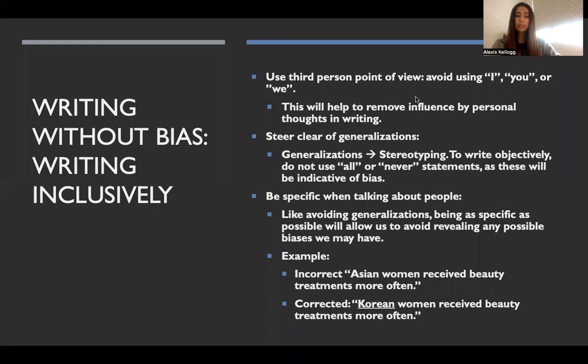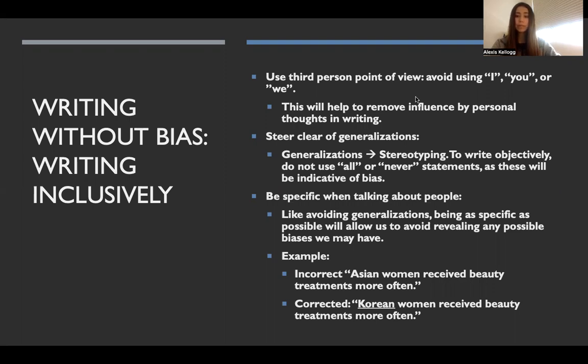Next, we also need to make sure to steer clear of generalizations. Generalizations means using all or never statements. Using generalizations quickly leads to stereotyping, and therefore we need to avoid statements like these in order to have bias-free writing. We also need to be specific when talking about people. This goes hand in hand with avoiding generalizations. Being as specific as possible prevents us from stereotyping and helps us to avoid bias.